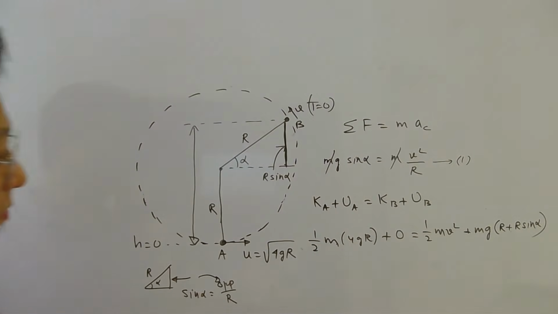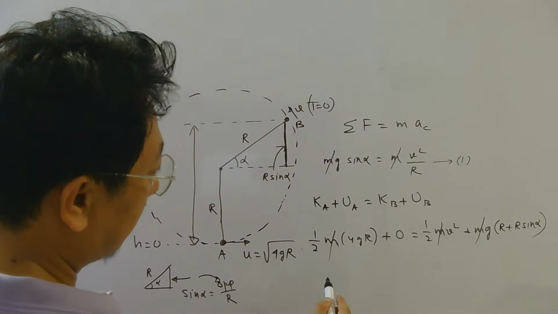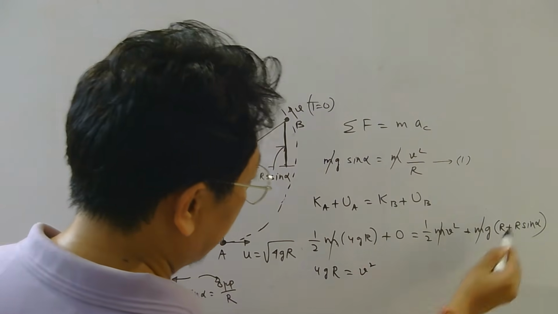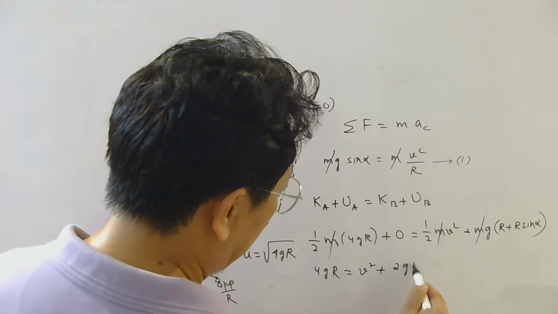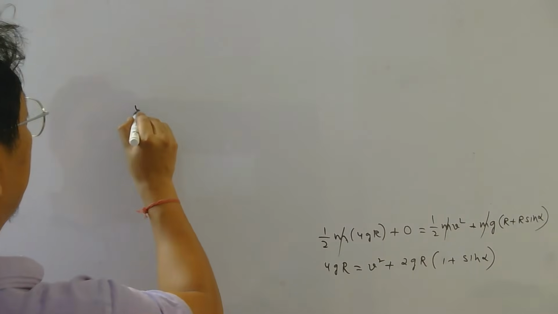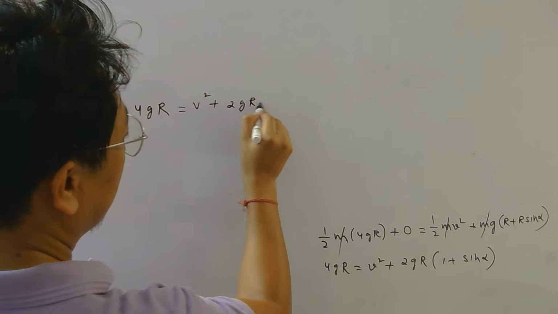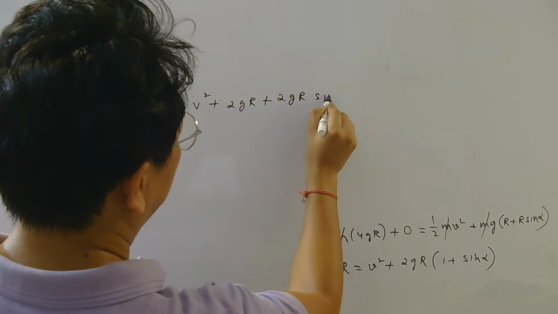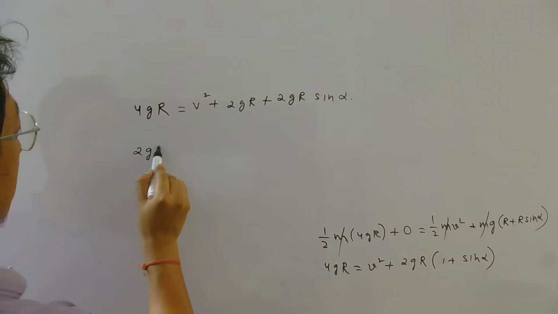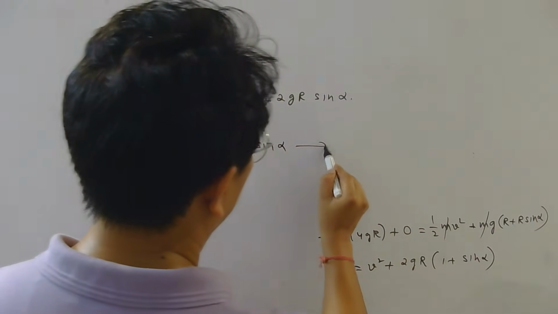Right? So now let's try to simplify this. First m you can cancel, and this denominator 2 you can cancel by multiplying with 2. So 4gr is equal to 2 v square multiplied with 2, 2gr you take common, 1 plus sine alpha. Now this is straightforward to solve. So 4gr is equal to v square plus 2gr plus 2gr sine alpha. So now if you bring this 2gr this side, 4gr minus 2gr will be 2gr is equal to v square plus 2gr sine alpha. This is your equation 2.